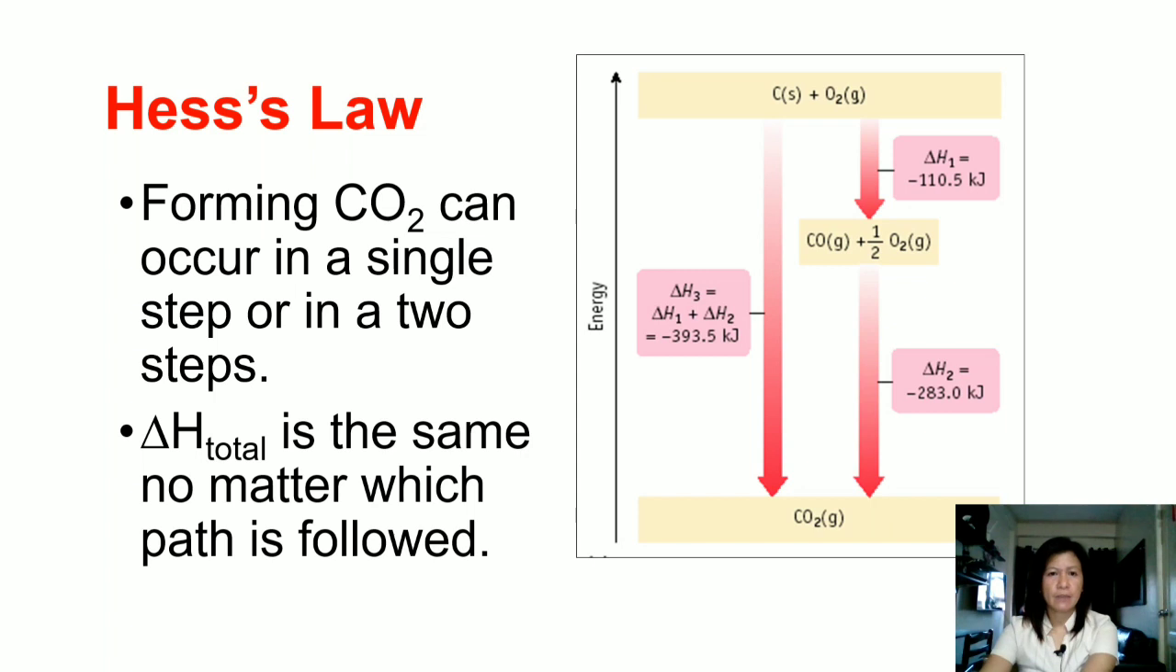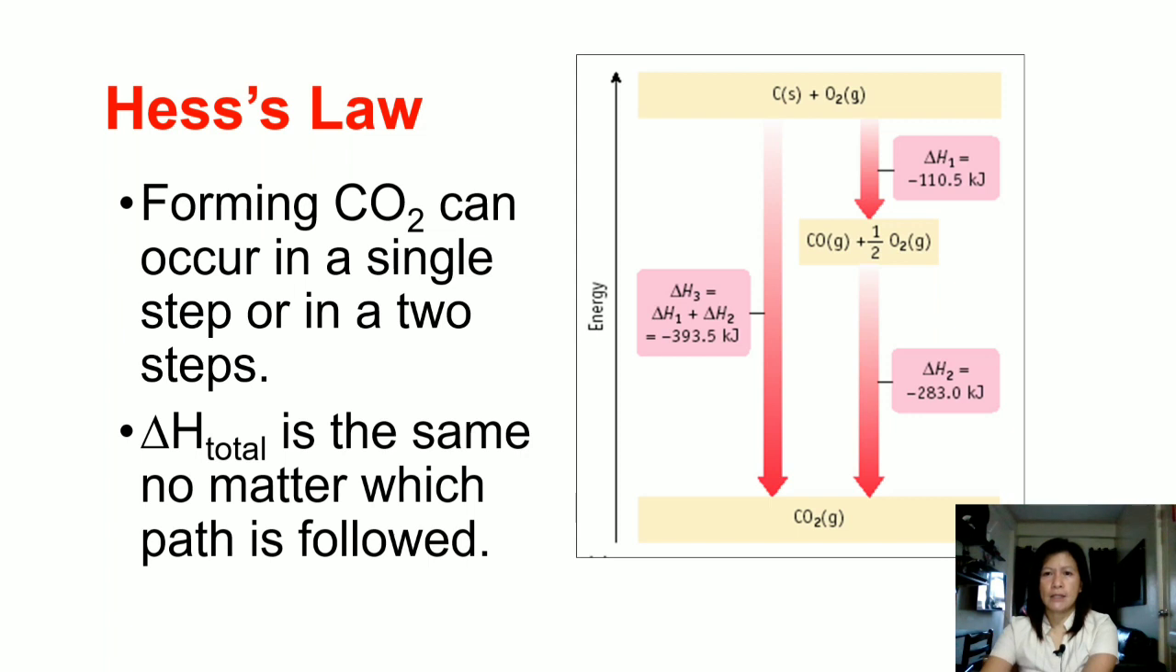Okay, let's have some examples. Forming carbon dioxide can occur in a single step or in a two-step process. The total enthalpy is the same no matter which path is followed. So we have here two steps.